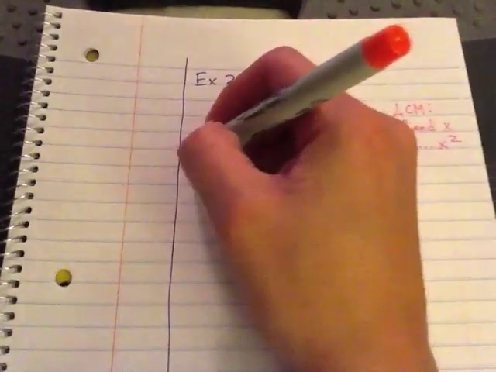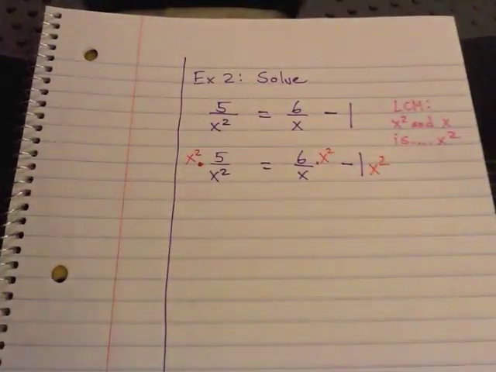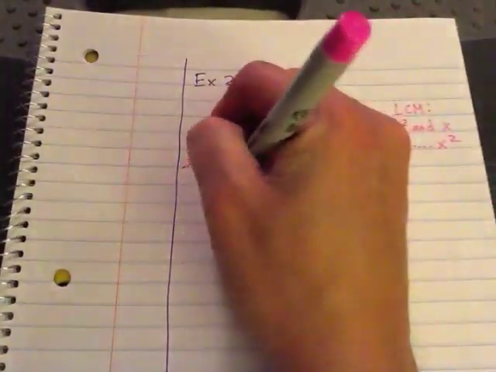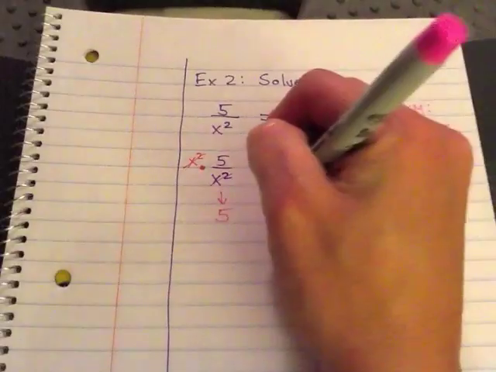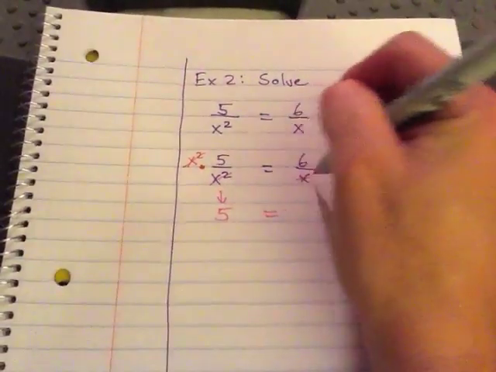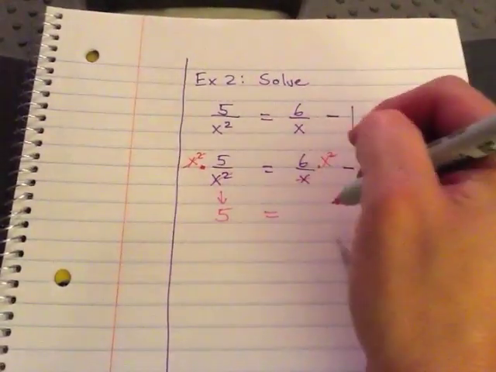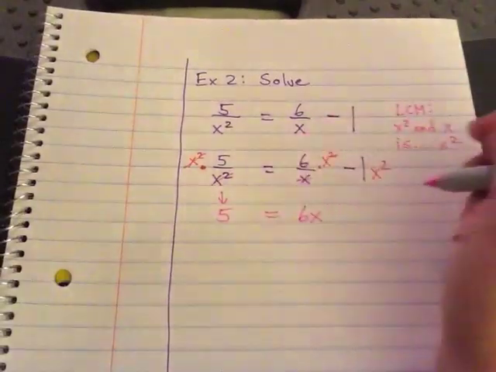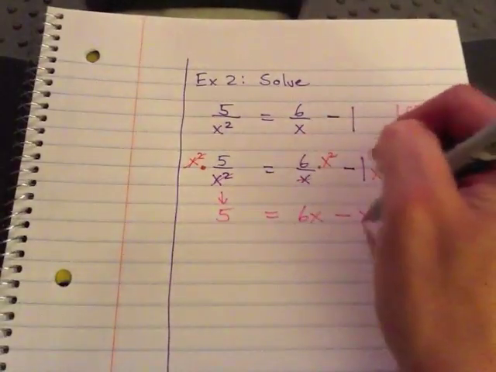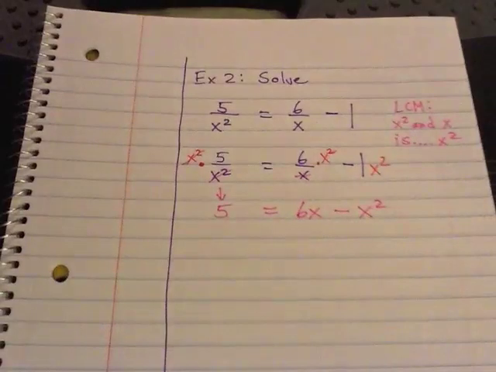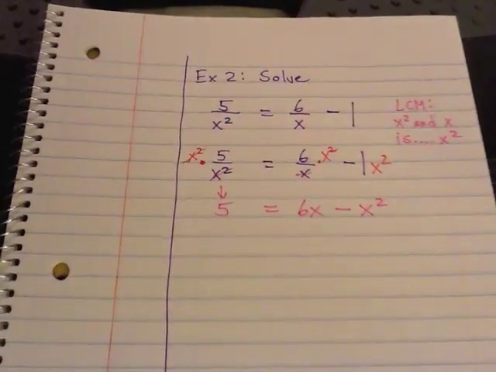Okay, in this case, my x squareds right here are just going to go ahead and cancel. X squared becomes a 1. So I just bring down 5. Equals, the x cancels, I have 1 left over at the top, so 6x minus x squared. Do you notice what you have now?